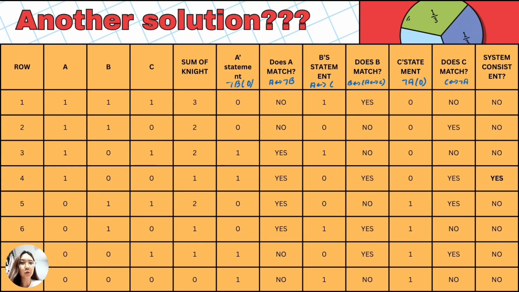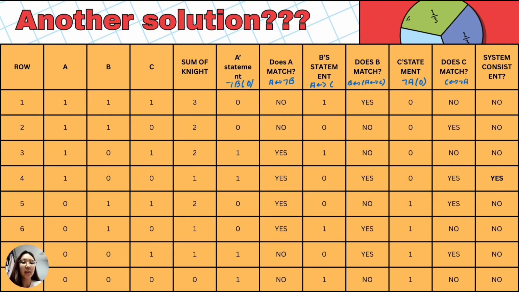And here is another solution for us to determine which is a knight and which is a knave. So we use the truth table to determine them. And we have three statements, which are A, B, and C. Before this, we mentioned that if the statement is correct or the person is the knight, we put 1 for it. And if the statement is wrong or the person is the knave, we put 0 for it. So in the columns A, B, and C, we have put the 1 and 0 for them. And we also have to calculate the sum of knights. For example, in row 1, the sum of knights is 3. And the second one is 2, and so on.